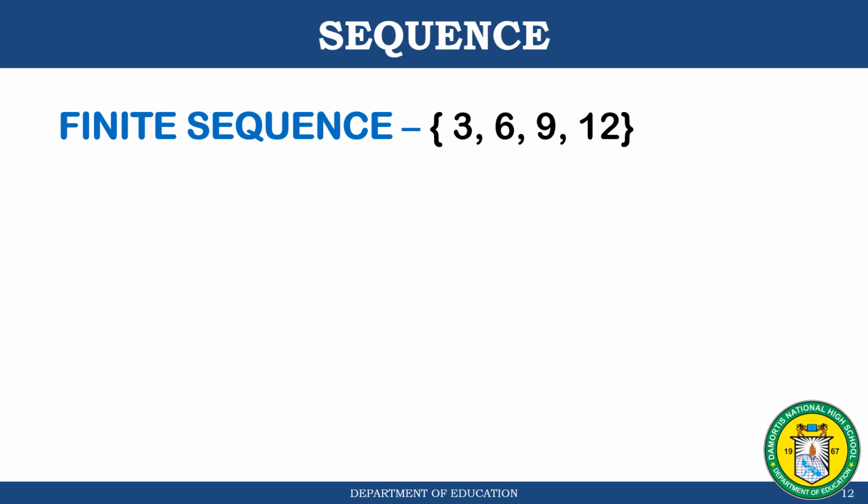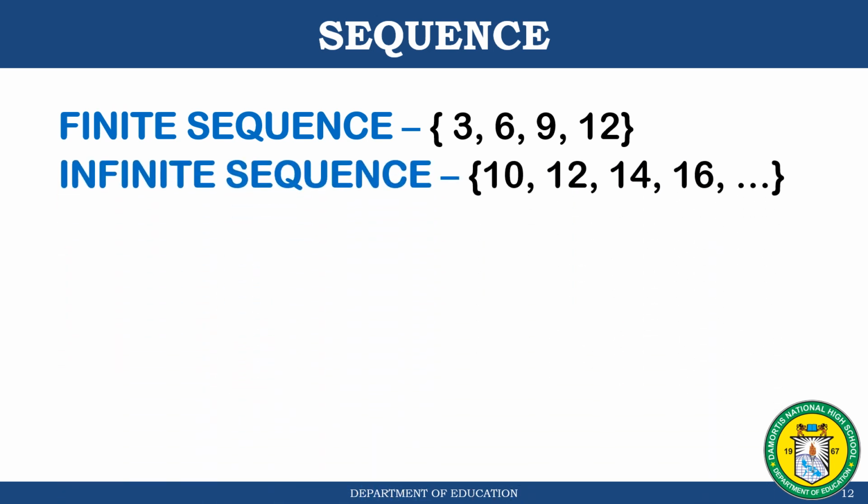There are two kinds of sequence. We have the finite and the infinite sequence. For the finite sequence, we have examples such as 3, 6, 9, and 12, while for the infinite sequence, we have 10, 12, 14, 16, and so on. So what's the difference between the finite and infinite sequence? Your observations are correct. For the finite sequence from the given examples, it has exactly 4 terms, and the sequence stops at 12. While for the infinite sequence, as you can see, after the number 16, there are 3 dots, which means to say that the sequence is to be continued.